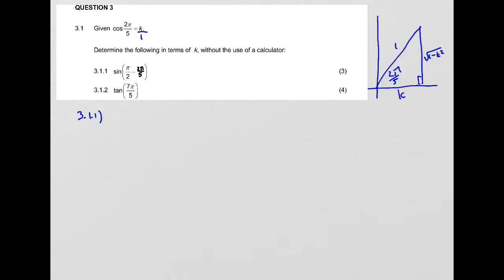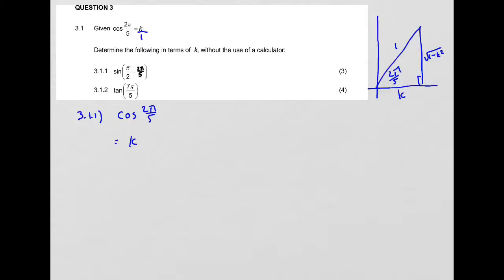We're interested in representing the entire trig ratio, getting it to look like cos 2 pi over 5, and then replacing it with k. So for the first one, sine of pi over 2 minus 2 pi over 5, that is a co-function reduction, so that ends up being cos 2 pi over 5, which is exactly the same as what we have up here, so therefore cos 2 pi over 5 is k.